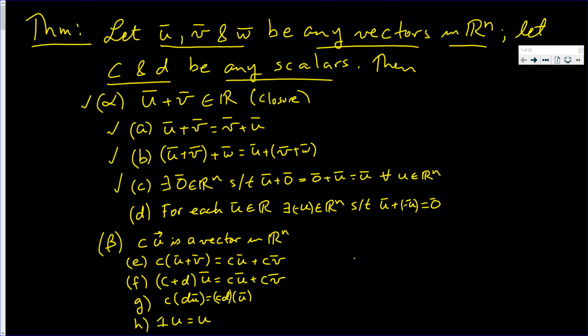There exists what's called the zero vector in Rn such that u plus 0 or 0 plus u equals u. And for every u in Rn, there exists an inverse of u, called negative u, such that when you add those two together, you get the zero vector.